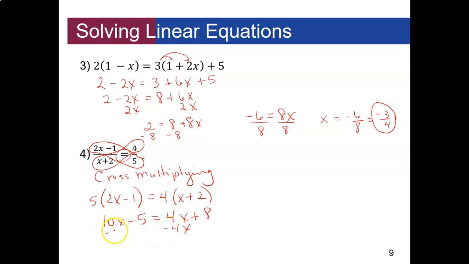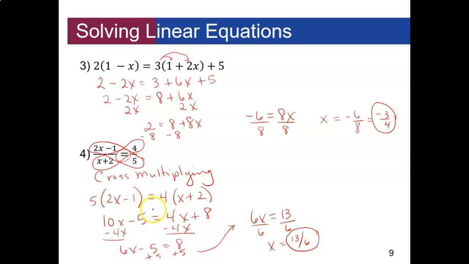Subtract 4x. We'll have 6x minus 5 equals 8. So we're going to add 5. So 6x equals 13. So x is going to be 13/6. One thing about this, we're all at different stages as far as being able to work out the math here. So, if you're able to combine and skip some steps, that's fine. Just be really careful that you are showing a sufficient amount of work for that.